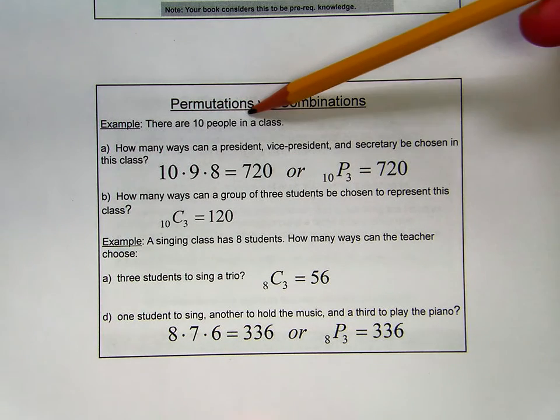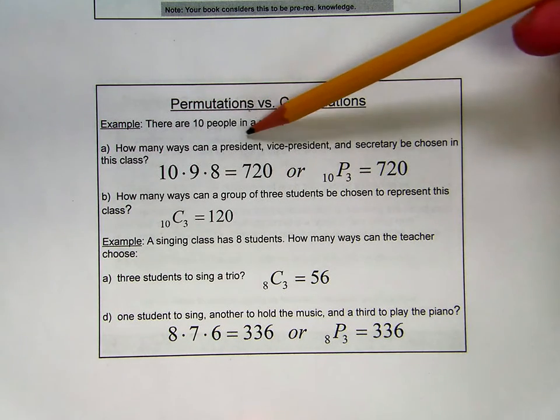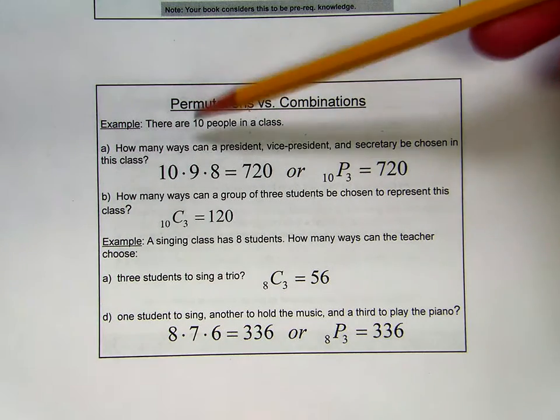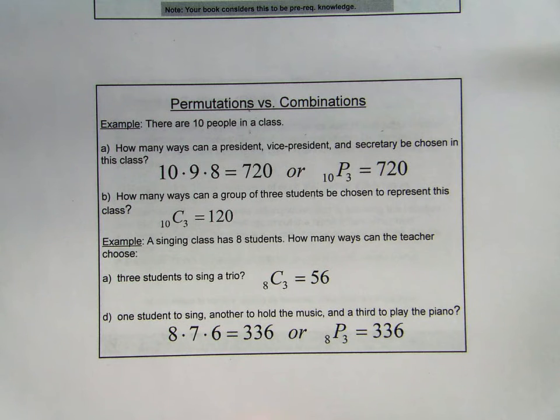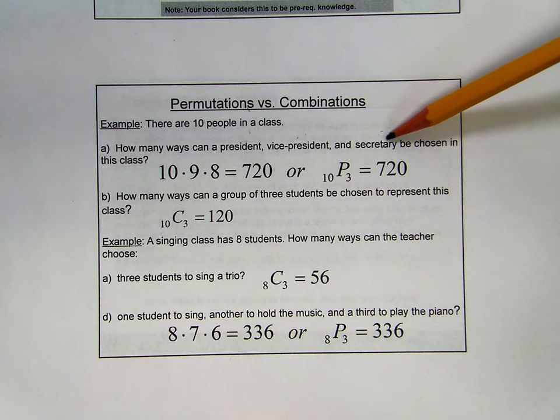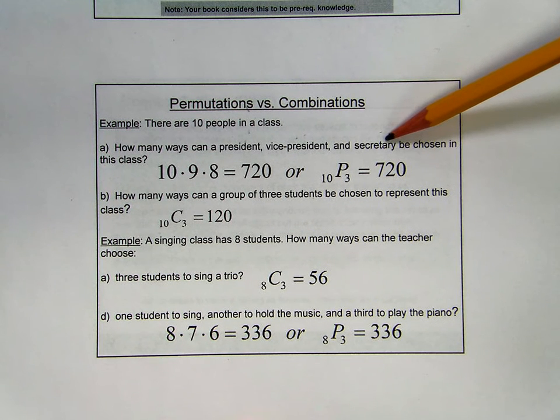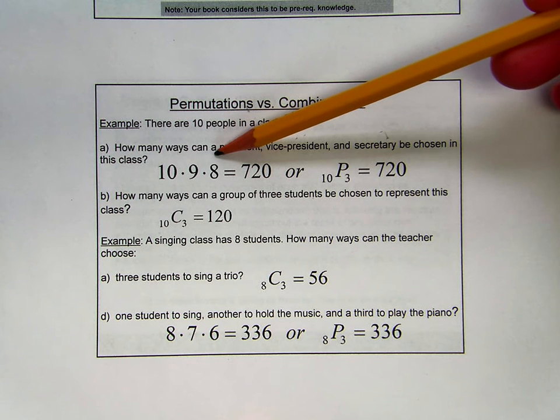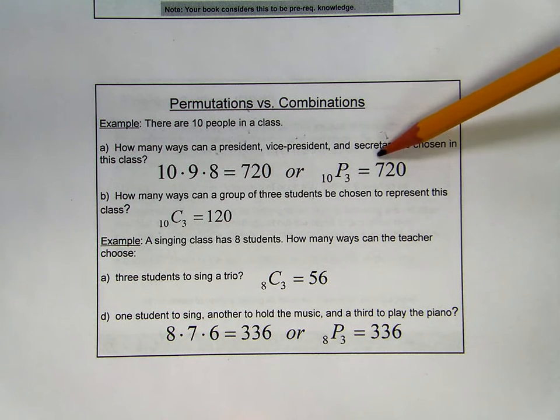There are 10 people in a class. How many ways can a president, vice president, and secretary be chosen in this class? Well, being chosen president is different than being chosen vice president, which is different than being chosen secretary. So order matters. This is a permutation. We could solve it using the regular fundamental counting principle, or we can solve it by using the formula.